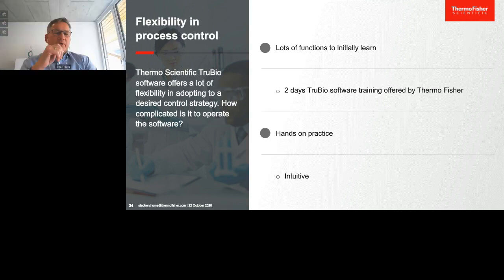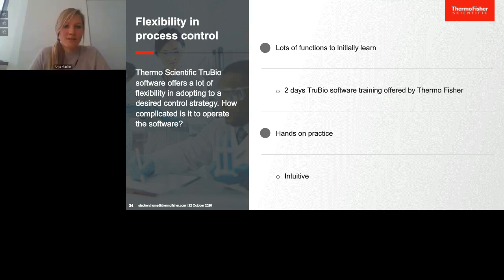Yeah, so great to hear about your experience using the remote access option we have put into the system. You mentioned earlier the flexibility of our system. So especially when looking at the software to adopt your desired control strategy, TrueBio offers quite a value. How complicated is it then to operate the software?